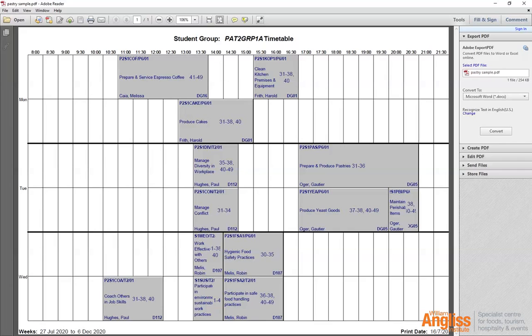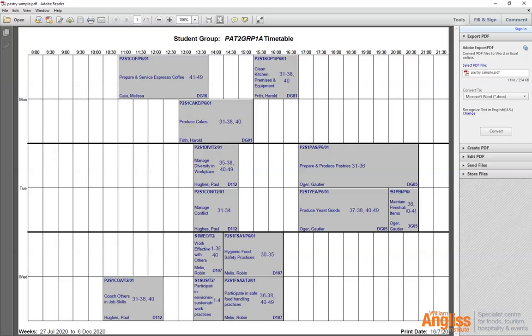You can see at the top of the timetable there is 8 o'clock in the morning on the left hand corner at the top. You can see the numbers that go across the top right down to 21:30. This is 9:30 in the evening. On the left hand column you can see there is a Monday, a Tuesday and a Wednesday.